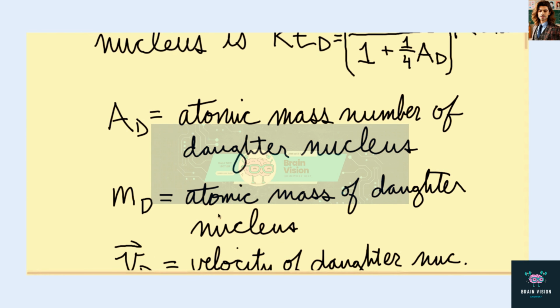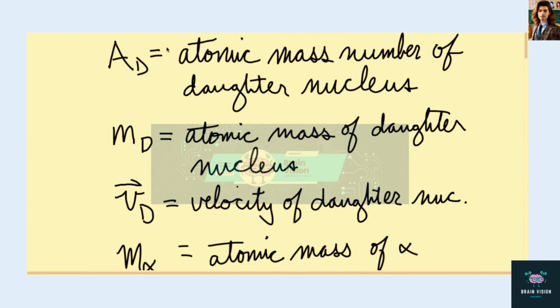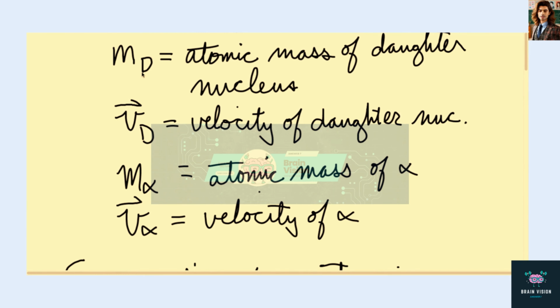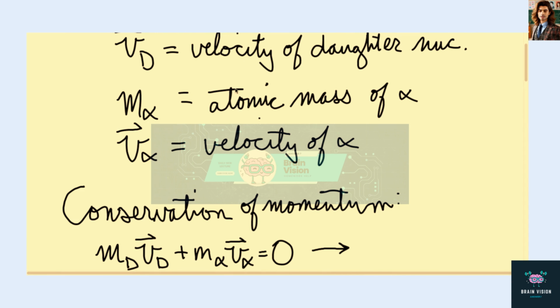So in order to prove this, I need to define the symbols we're going to use. As I just mentioned above, A sub D is the atomic mass number of the daughter nucleus. We'll call M sub D the atomic mass of the daughter nucleus in our derivation. Vector V sub D, we're going to call the velocity of the daughter nucleus. And similarly, for the alpha particle, we have M sub alpha, which is the atomic mass of the alpha particle, and we have vector v sub alpha for the velocity of the alpha particle.